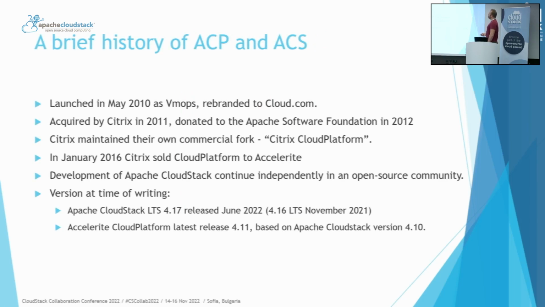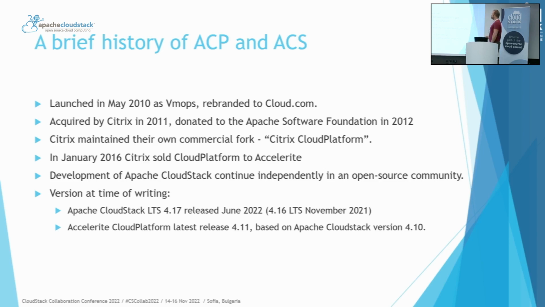A very brief history of CloudPlatform and CloudStack. CloudStack was launched in 2010 by VMOps, which was later rebranded to Cloud.com. It was acquired by Citrix in 2011. Then they developed it and used it for a year, and donated it to the Apache Software Foundation in 2012. But they maintained their own commercial fork, which was called CloudPlatform, or at that time, Citrix CloudPlatform. Then after a couple of years, they decided, not to really ditch it, but to sell it to another company, Accelerite, which is completely independent of this commercial fork.